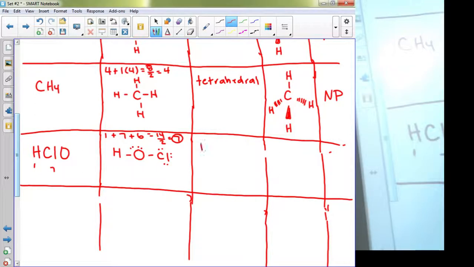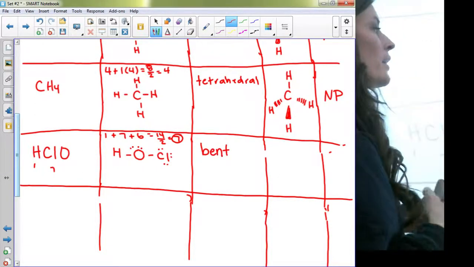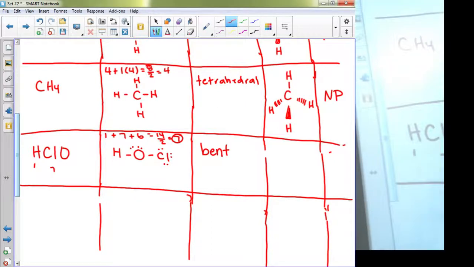How do I know that it's going to be bent? Here you go. Got the 2 lone pairs on the oxygen that are pushing them down. Do the lone pairs on the chlorine matter? Nope, because it's terminal. The lone pairs on the terminal atoms, the atoms on the outside, don't really affect it. It's just those electrons on the central atom. Those lone pairs are what affect the shape. Okay. And this one is polar.